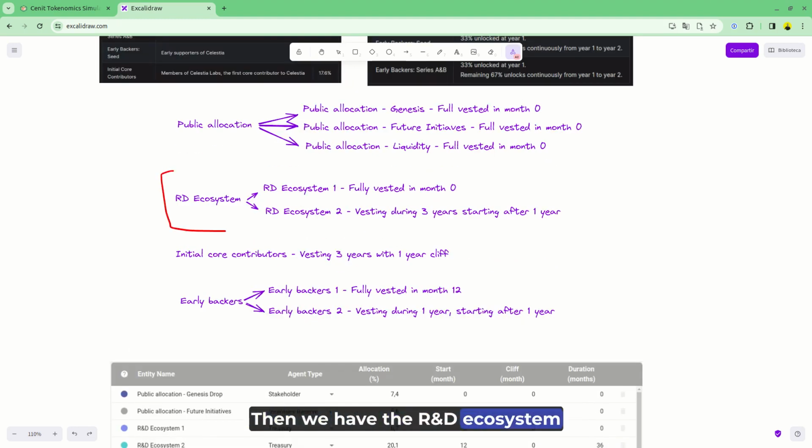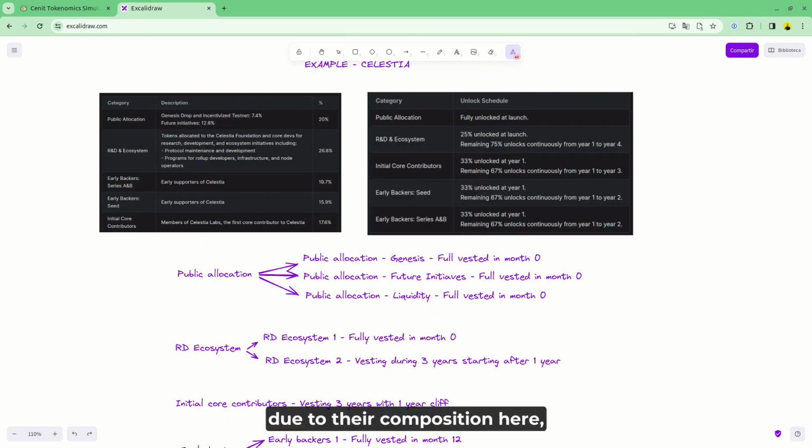Then we have the R&D ecosystem, which due to its composition here, is going to be split in 2 parts. The first one is fully vested in month 0, since it is unlocked at 3 years. The second part is going to be vested during 3 years after the first year, since it goes from year 1 to year 4.